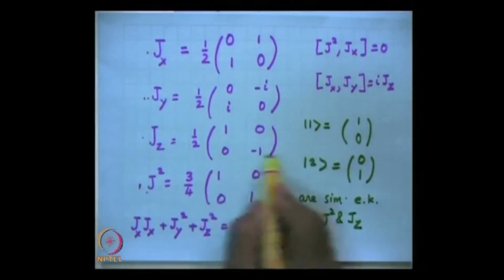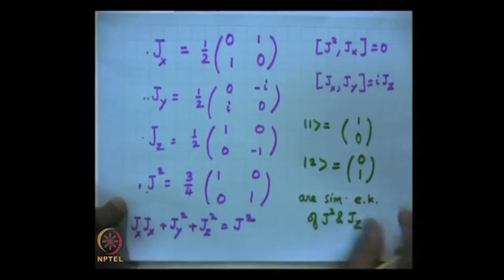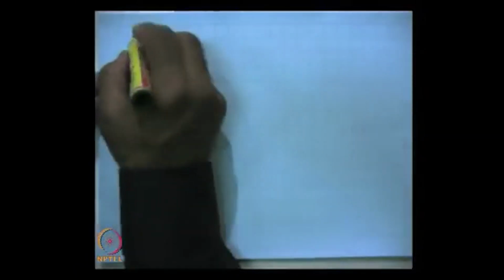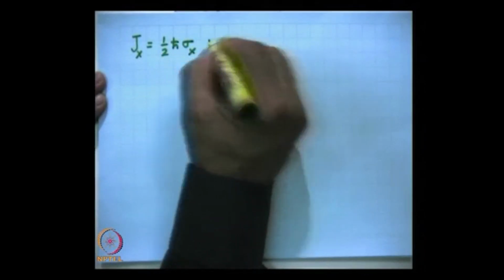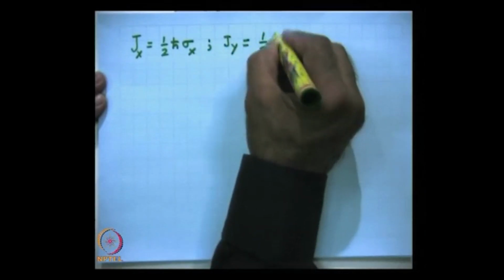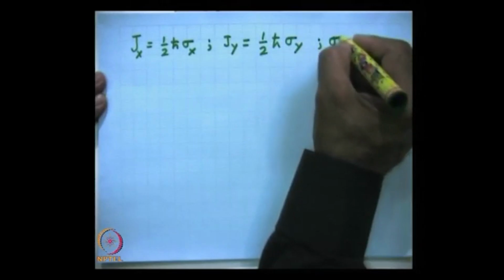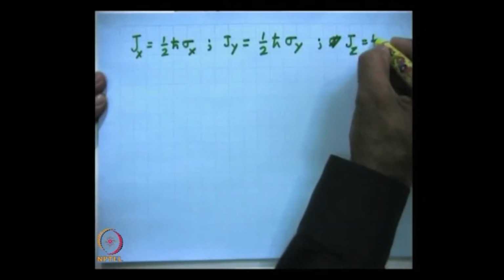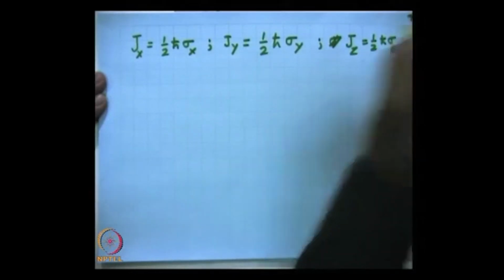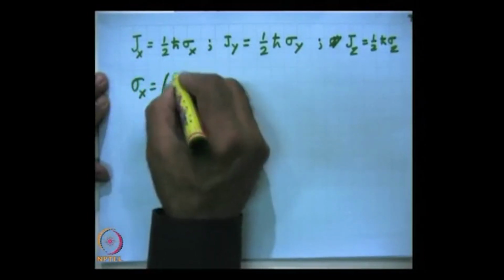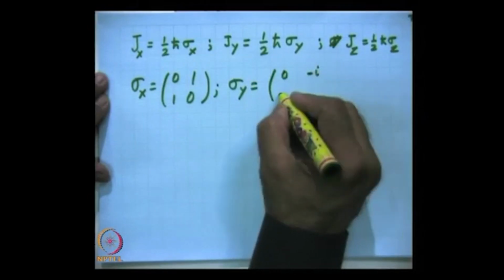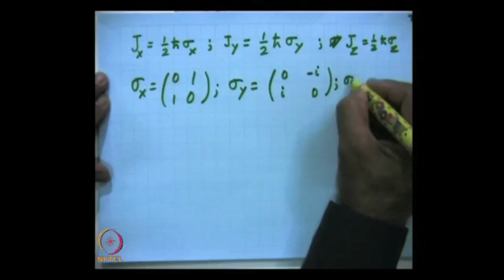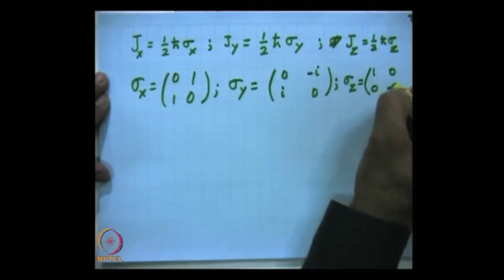These matrices are known as Pauli spin matrices. So, let me write this down: we have J_x is equal to half h cross sigma_x, J_y is equal to half h cross sigma_y, and J_z is equal to half h cross sigma_z, where sigma_x is equal to (0, 1; 1, 0), sigma_y is equal to (0, minus i; i, 0), and sigma_z is equal to (1, 0; 0, minus 1).